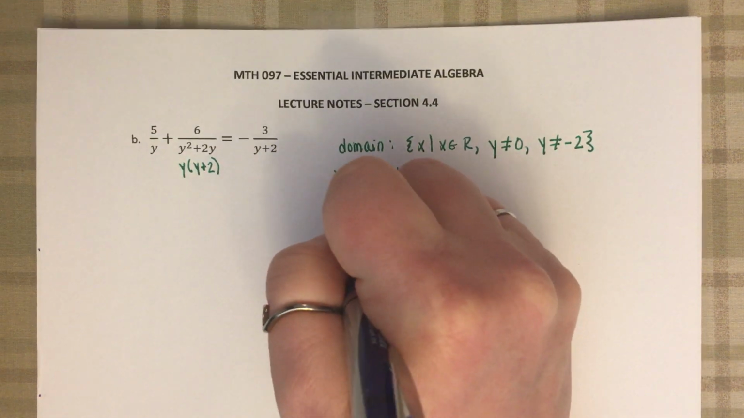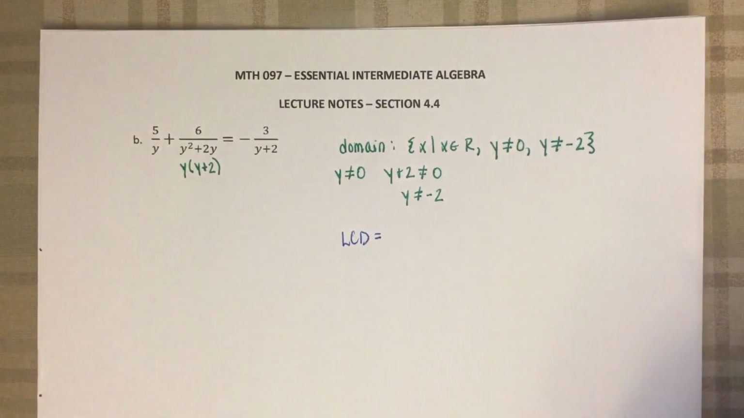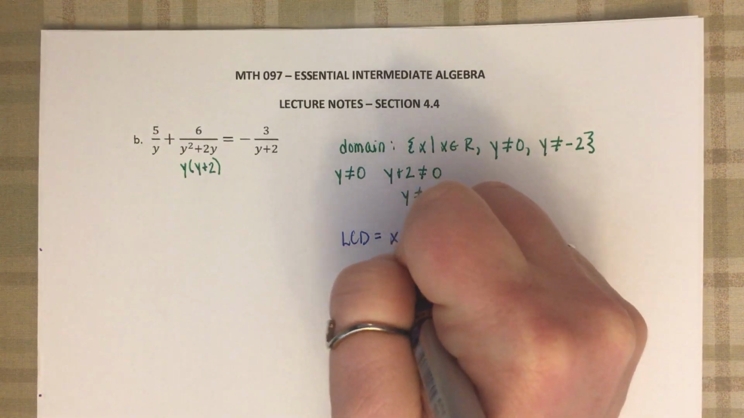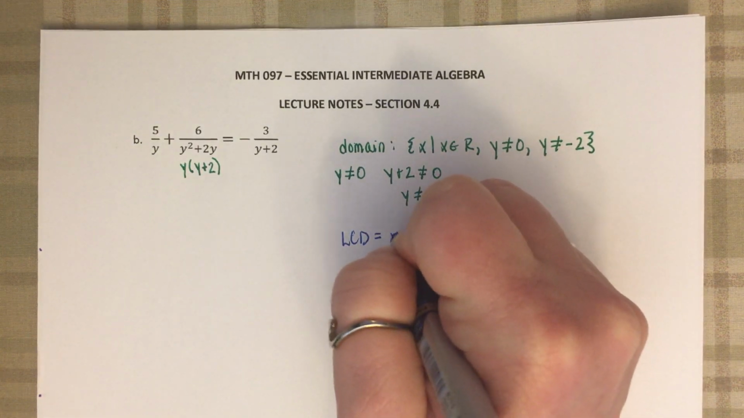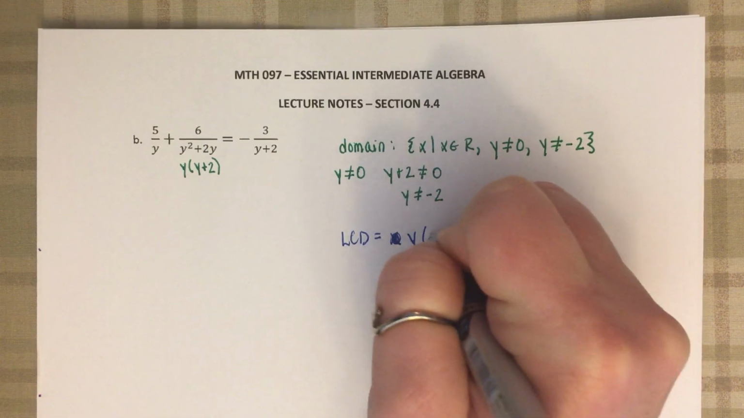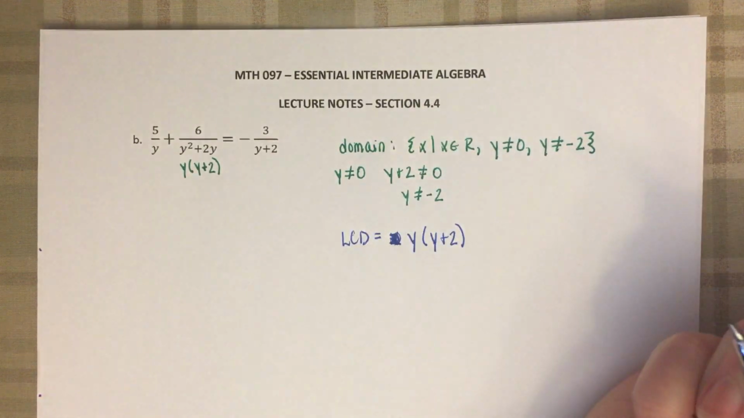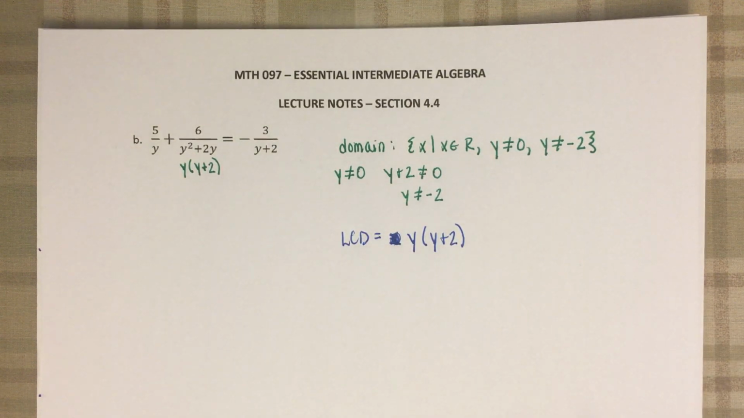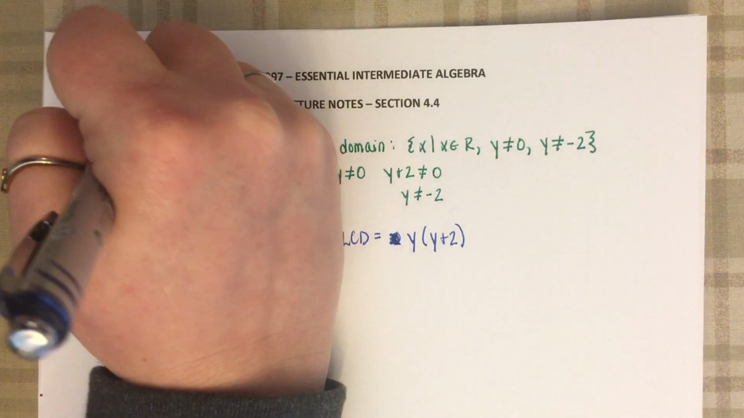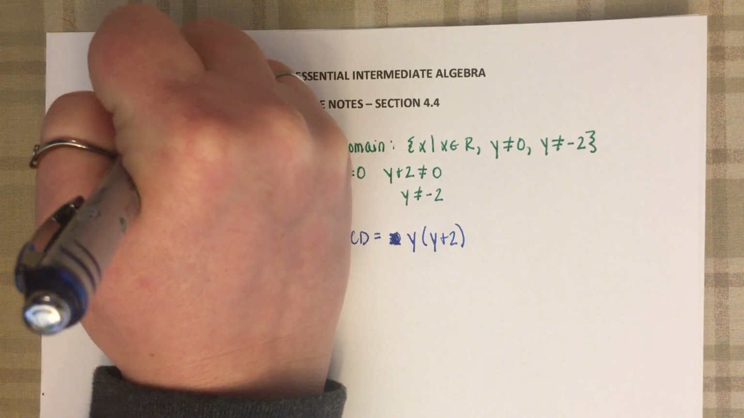Right, now we're going to find our least common denominator. Again, our least common denominator is built of all of our factors in our denominators. So in this case, our least common denominator is going to include a factor of y and a factor of y plus 2. So we're going to take this y times y plus 2 and multiply it by all three parts of our problem.